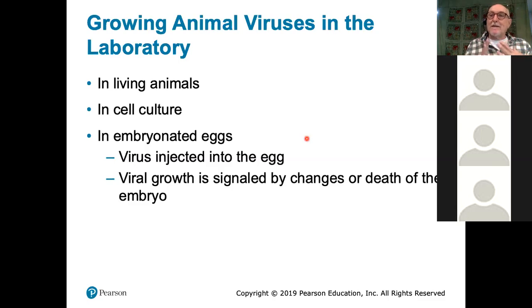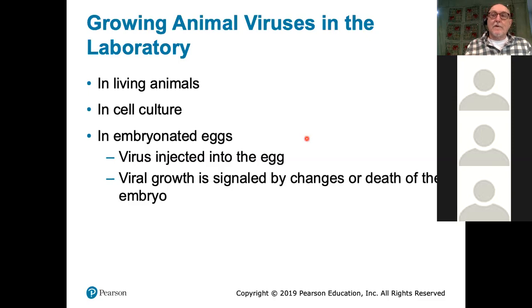Viruses can also be grown in cell culture. If we know more or less what cells the virus infects, we can set up cell cultures of that kind of cell and then infect them with the virus. This is a useful way of doing it because in cell culture, we can observe the same kinds of effects that we saw on that lawn of bacteria. We can count the viruses, and we can do various things with them.